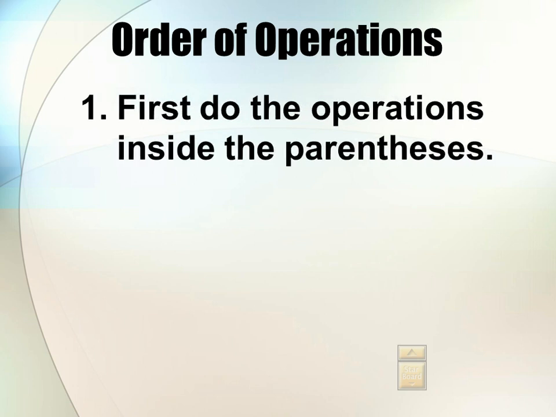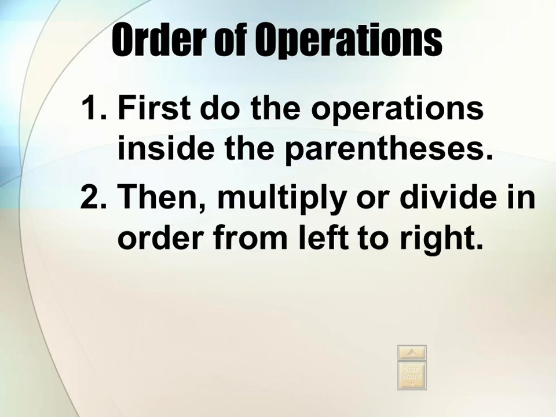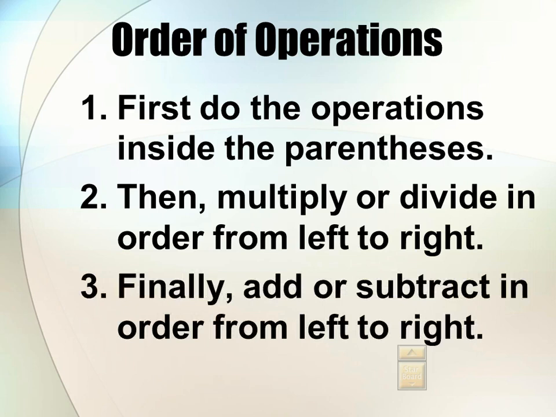Okay, order of operations. We can write this down in our notes as well. First, do the operations inside the parentheses. Then multiply or divide in order from left to right. So if we have a division problem before multiplication and left to right, we'll divide first. Multiplication, if that comes first in order from left to right, we would multiply first. So we multiply or divide in order from left to right. Finally, we add or subtract in order from left to right.